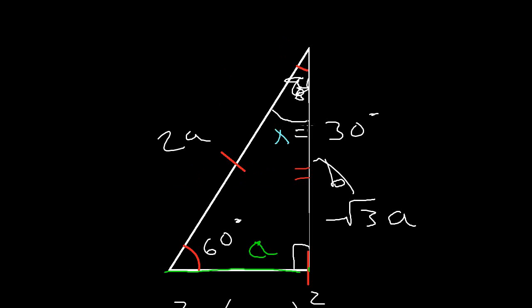So now we know the relationship in a 30-60-90 triangle. The side opposite to 30 is half of the hypotenuse, and the side opposite to 60 degrees is half of the hypotenuse times the square root of 3.